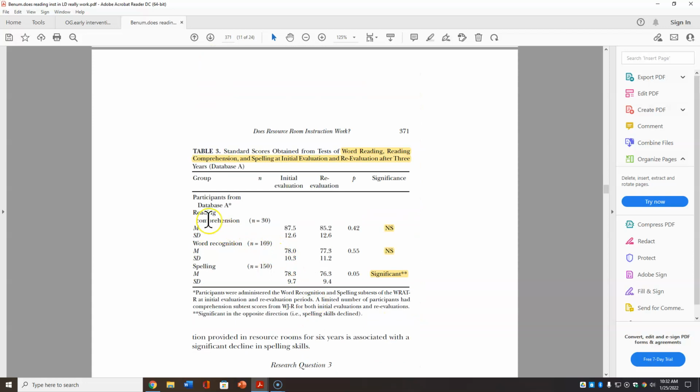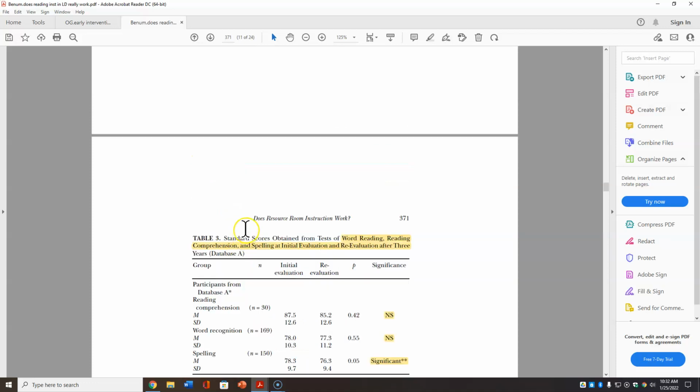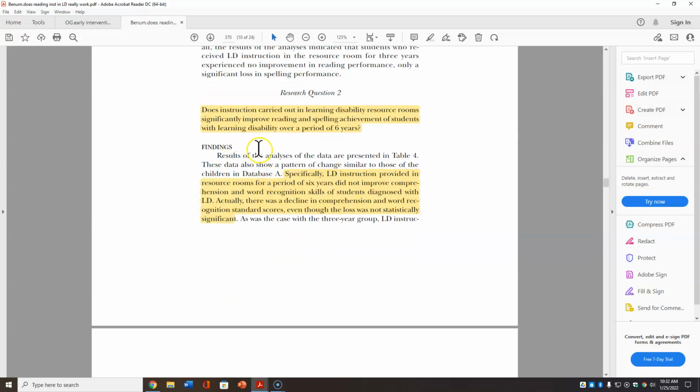Okay, we see this. We see comprehension, initial, post, not significant, even though it's going down. Word recognition, initial, post, going down, but not significant. Spelling, initial, post, yes, the difference was statistically significant. They decreased in spelling.